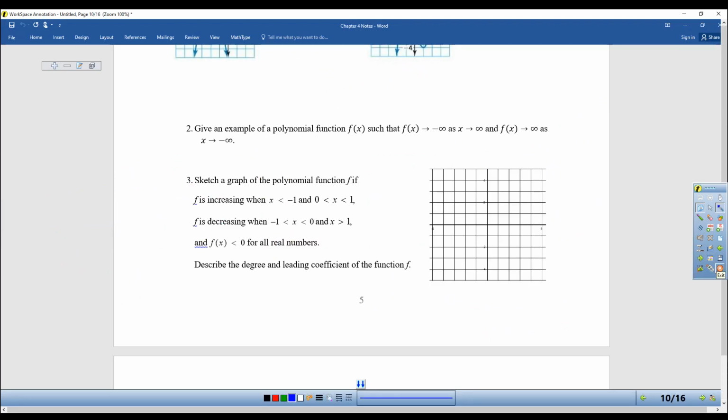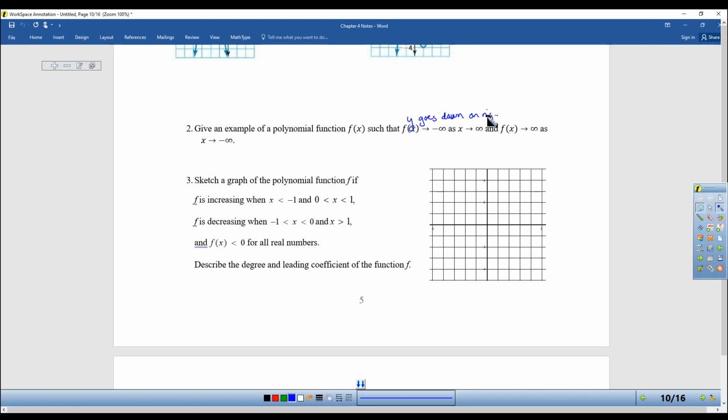So this one asks you to make up your own. Give an example of a polynomial function f of x such that the y value goes down. That's how you just have to think about that. The y goes down as x approaches infinity. Goes down as x approaches infinity.